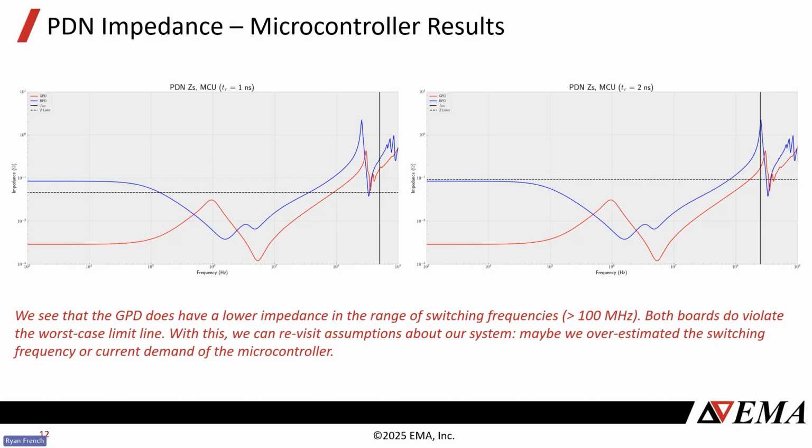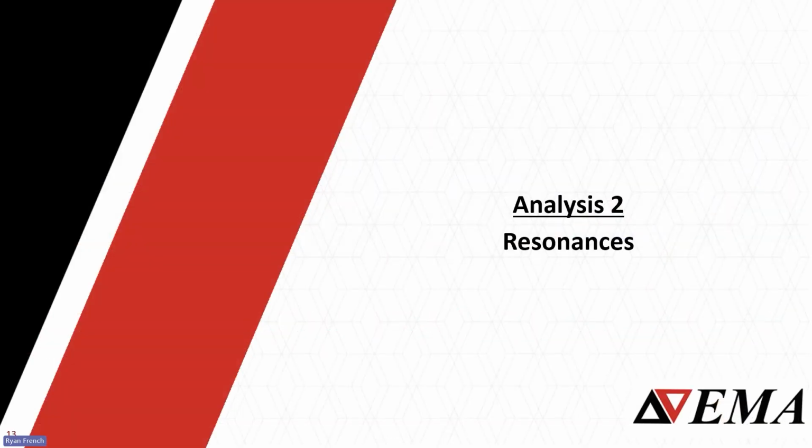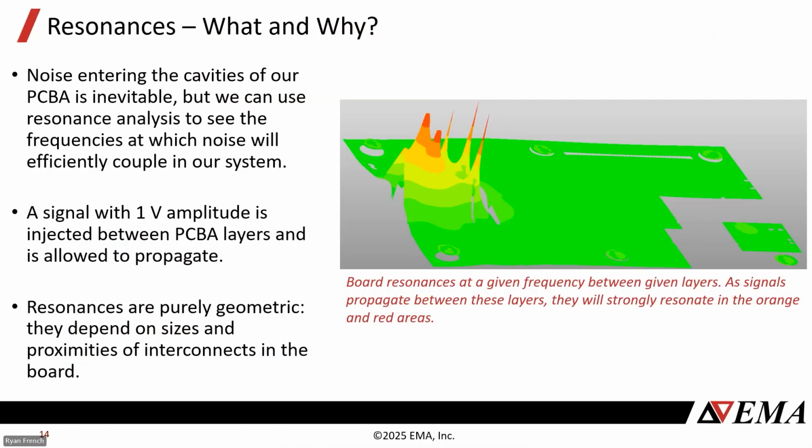The second analysis we're going to look at are resonances in the board. Why do we care about resonances? Well, noise entering our cavities, which is just space between two copper layers, is inevitable. We'll always have noise. But we use this resonance analysis to see where in our design we are going to couple a lot of energy.